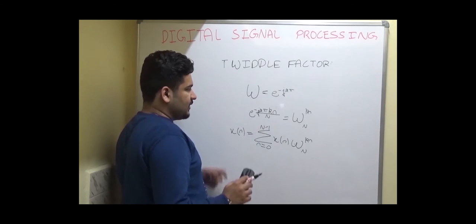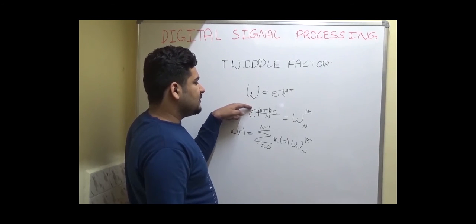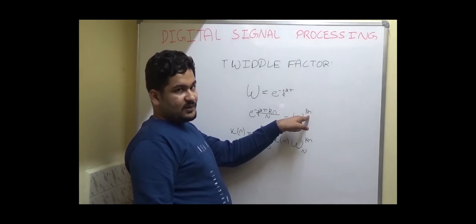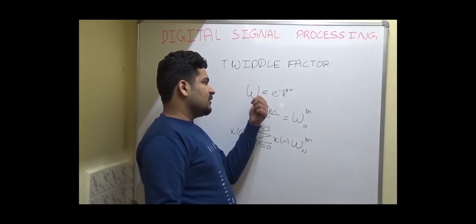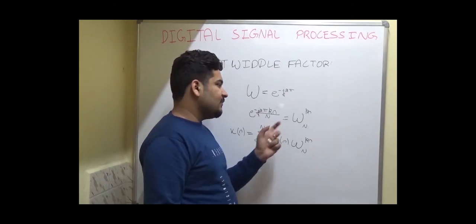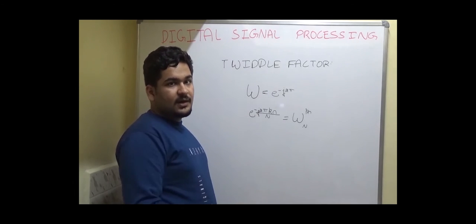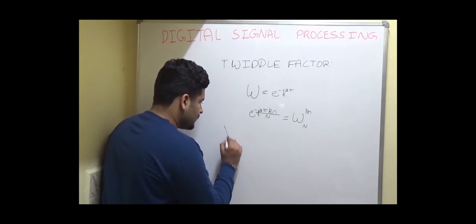Here you can see a minus sign which is present. This minus sign is generally missed because here in the subscript, here in the superscript, you don't get the minus sign, but because W is equal to e raised to the power minus j2 pi, so here it is just a plus sign which is generally missed. Now let us see how this can be written in the DFT formula.